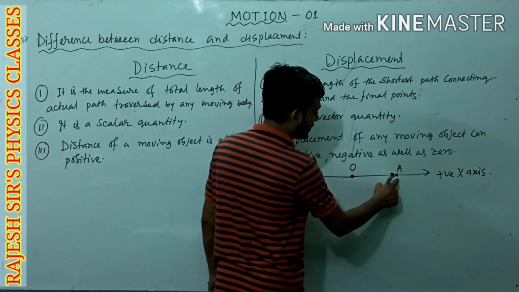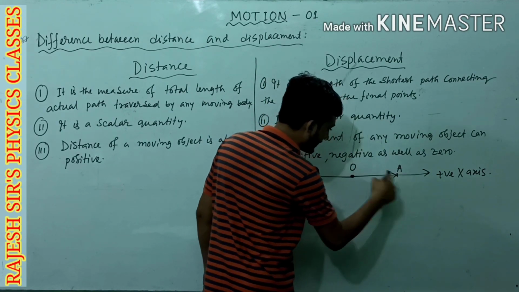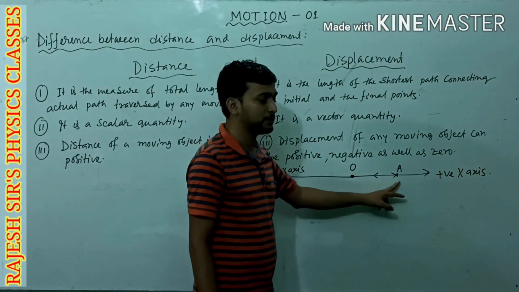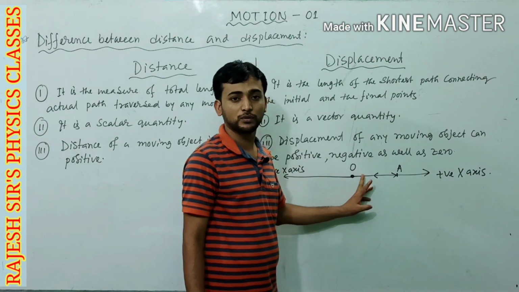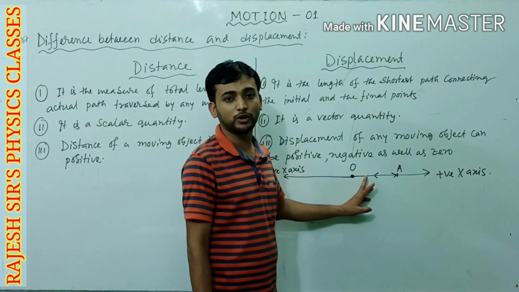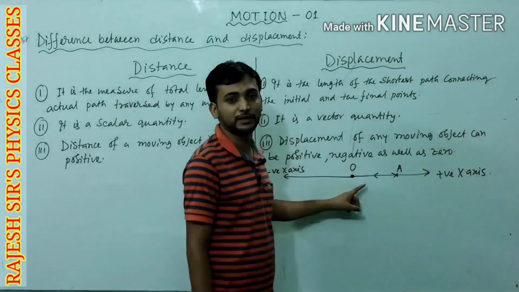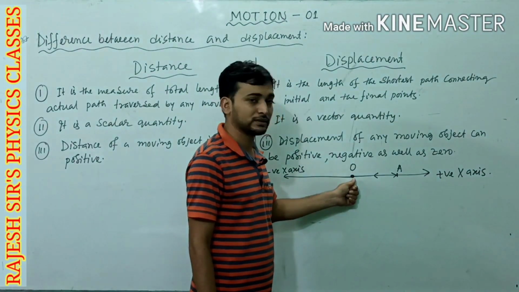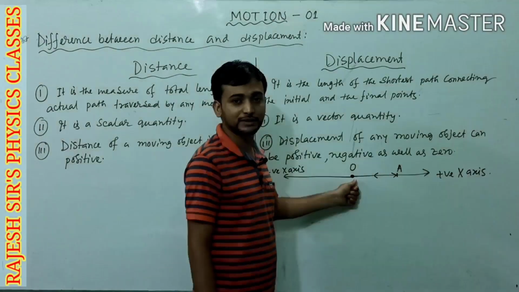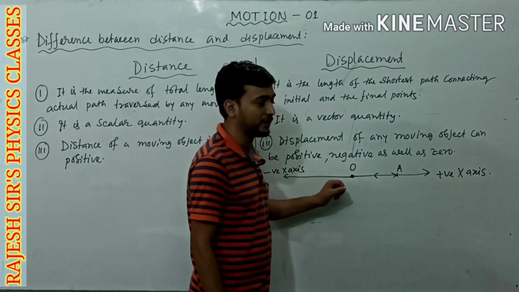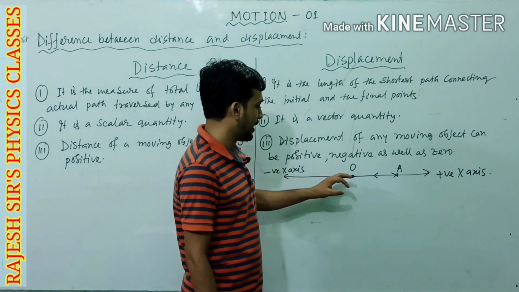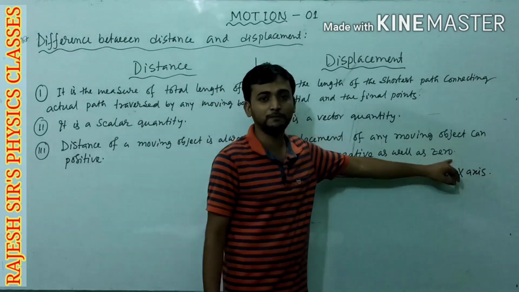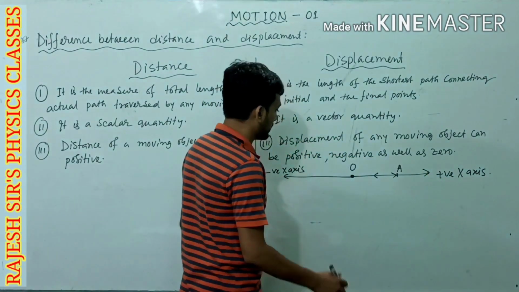Suppose after reaching the point A, the body takes the about turn and comes back to the initial position O. So what will be the separation between the initial point and the final point? Since both initial and final point are at the same position, the separation between the initial and final position is 0, and in this case the displacement will come 0.